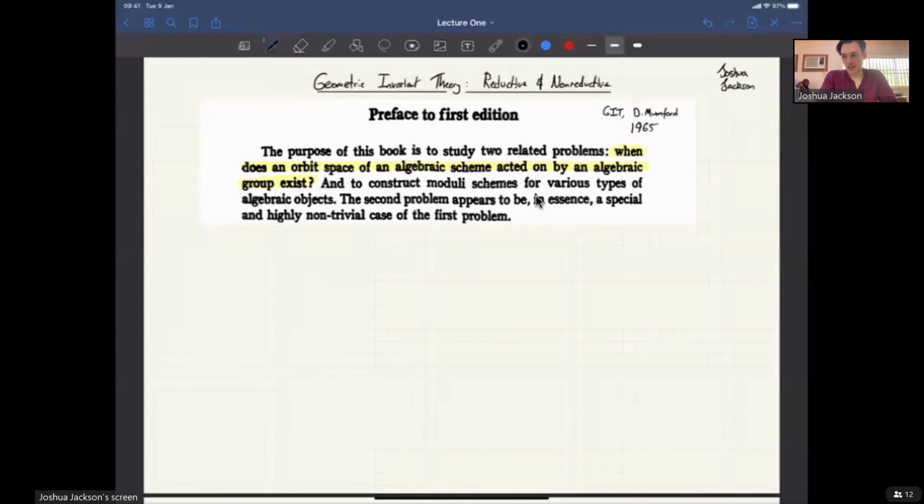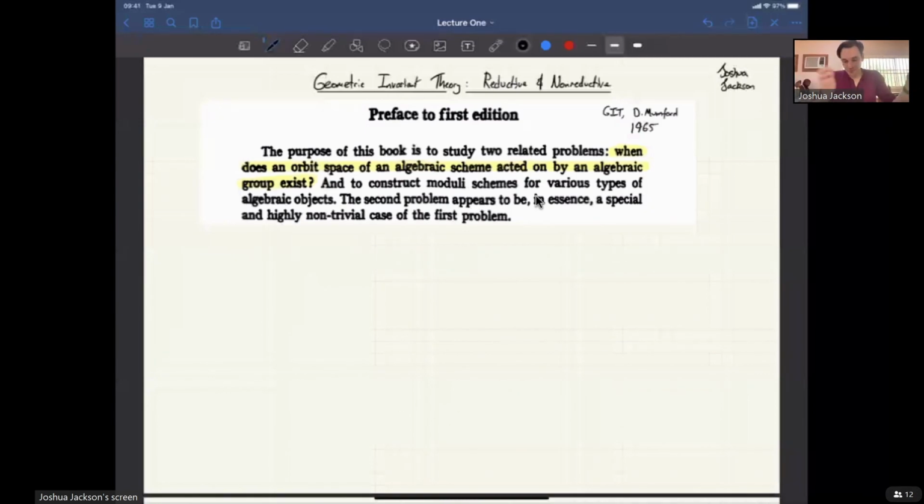And then tomorrow will be Mumford's classical GIT for reductive groups. Then I'll talk a little bit about the structure of stability on Wednesday. And then Thursday and Friday we'll be talking about non-reductive GIT, which is a more recent thing.